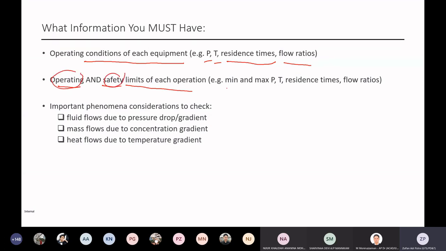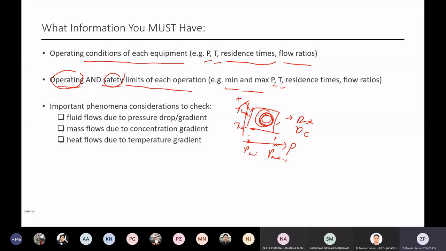That is very important. So minimum and maximum pressure and temperature. In your pressure and temperature, you have to have this kind of window. This is the minimum, this is the maximum: P min and P max, and this is T min, this is T max. So this is where you have to work in for equipment. For example, we have the reactor and then the distillation column as well. So this is also important to check.